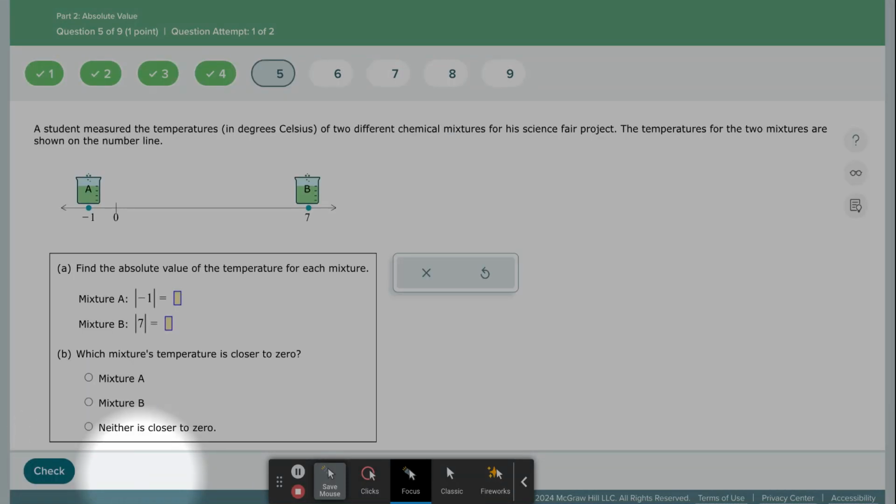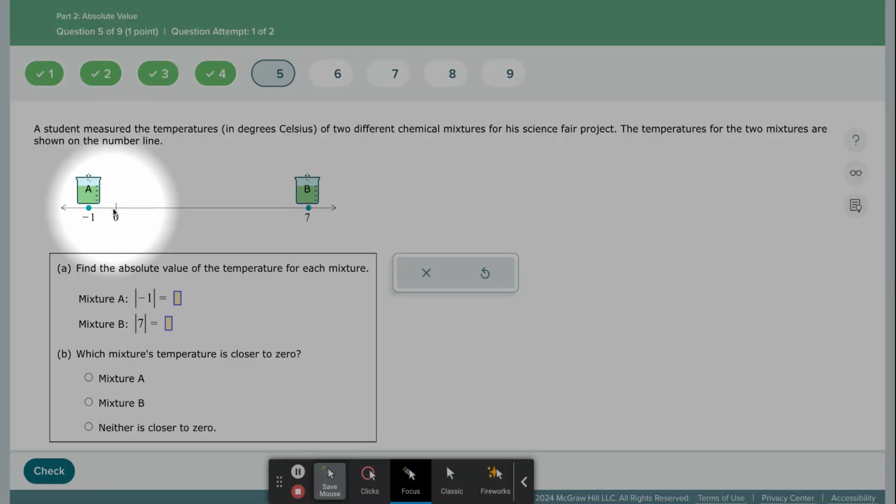All right, here's another real world example. Our little measuring containers here, just like in science class, correct? So a student measured the temperatures in degrees Celsius of two different chemical mixtures for a science fair project. The temperatures for the two mixtures are shown on the number line. Okay, so this is our science right now. I'm such a nerd. So this is 0, right?